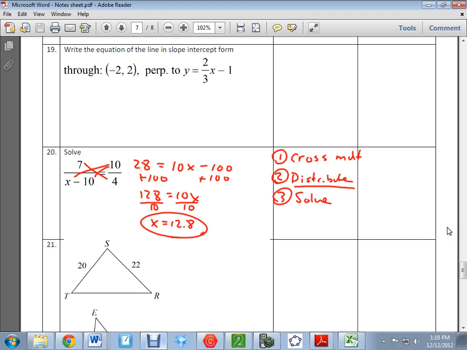There are no special cases really for any of the rest of the problems, so we're not going to worry about that section. You can use the whole thing for notes. Does anybody have any questions on the basic proportion cross multiplication problems? Make sure you distribute. A lot of people mess that up, so pay attention when you're doing it.